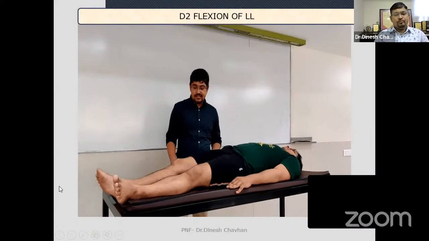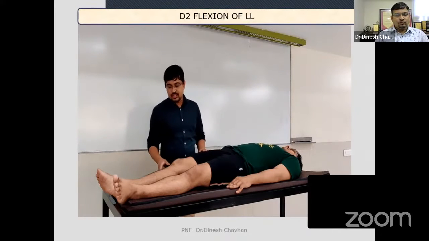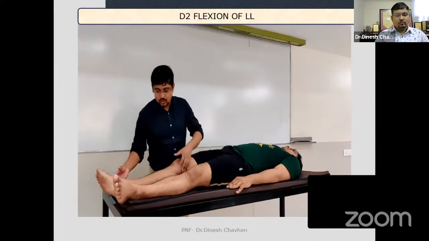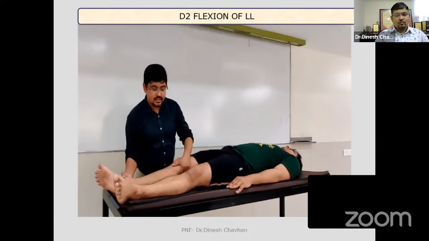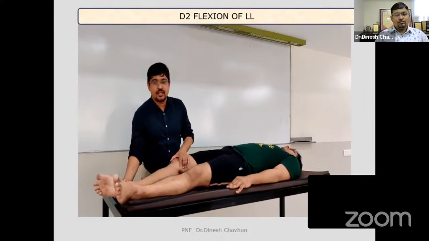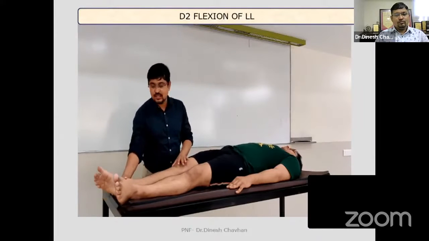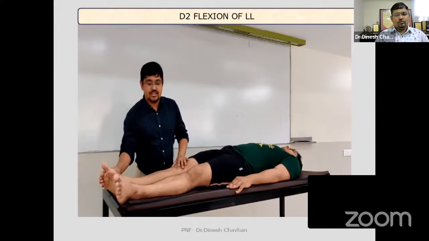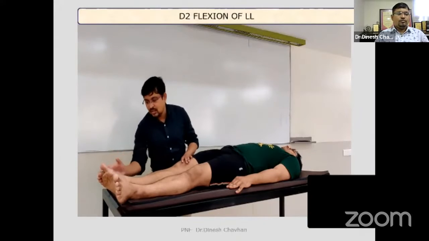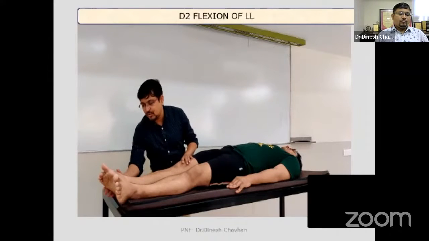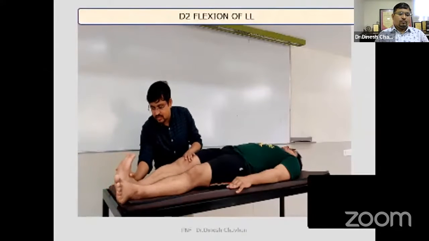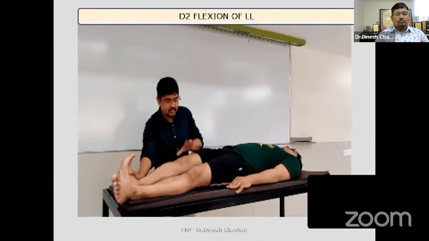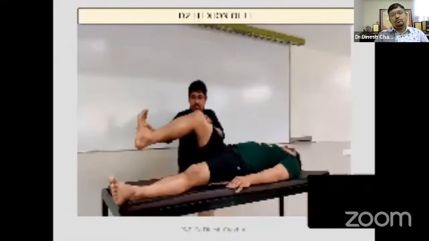Now we'll see D2 flexion of lower limb PNF pattern. So initial position is D2 extension of lower limb: extension, adduction, external rotation at the hip, knee extension, plantar flexion and inversion. So this is the initial position. Dorsum of the foot, you have to keep the hand. Take up, yes. Dorsiflexion and eversion, lower thigh, push me out, push here.